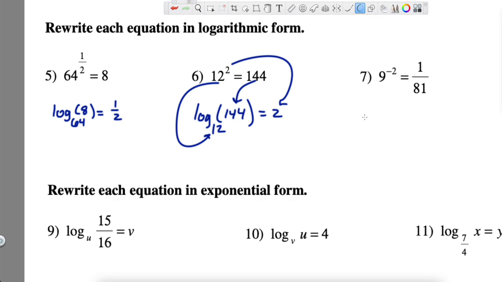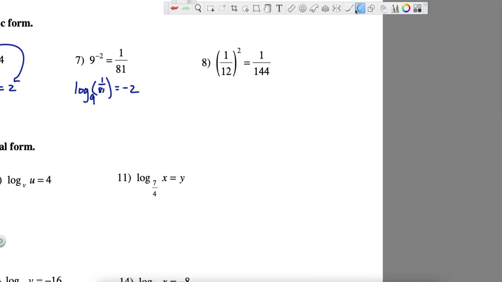Okay, our base is 9. We're doing this of 1 over 81, and it equals the exponent, -2. Okay, our base here is 1 over 12, and our exponent is 2. So I know the 2 is going to go over to the right. The 1/12 goes as the base of the log, and then the 1 over 144 goes here, inside the log function.